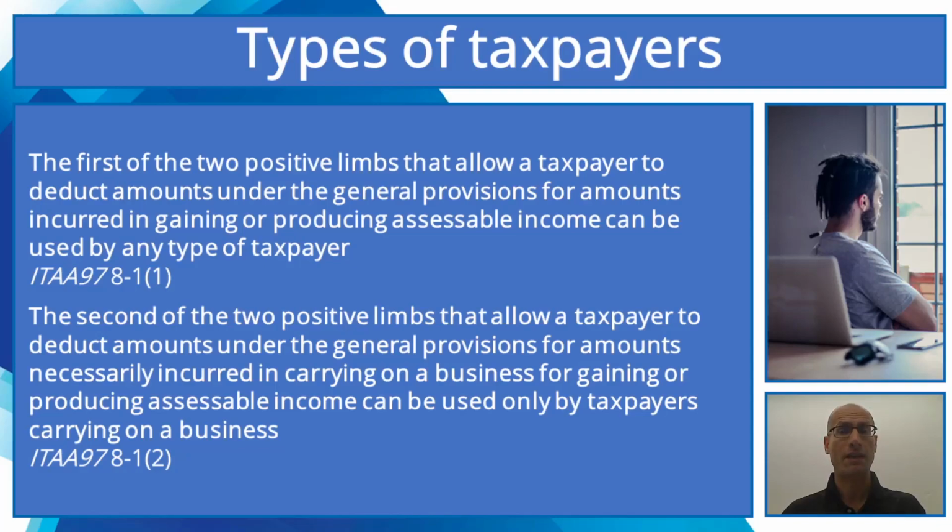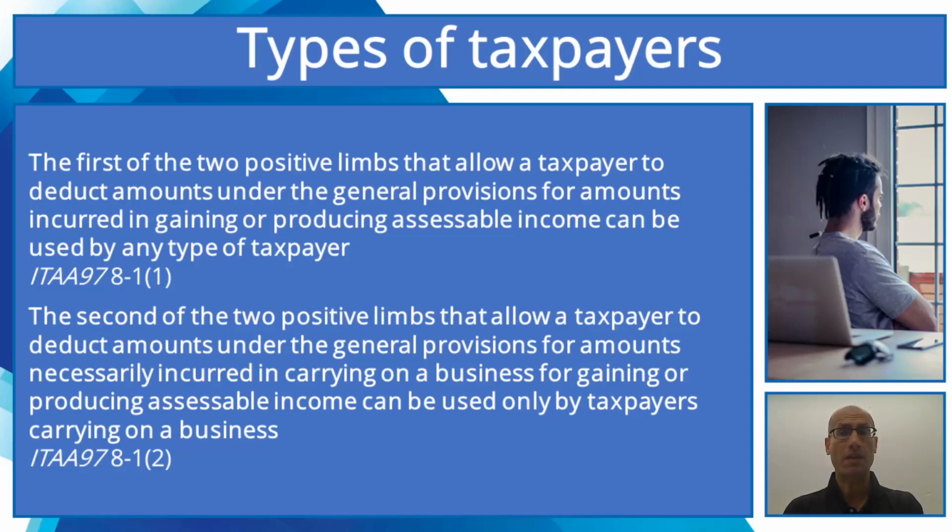So having some sort of commercial aim or purpose is going to be necessary but not sufficient. You have to meet that test of carrying on a business in order to deduct things under the second limb. So an example of that would be a taxpayer who buys and sells things. If you say, for example, buy things on the internet and then you sell them again.